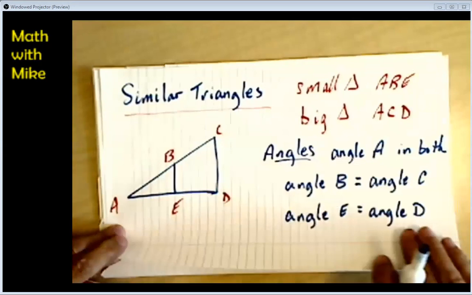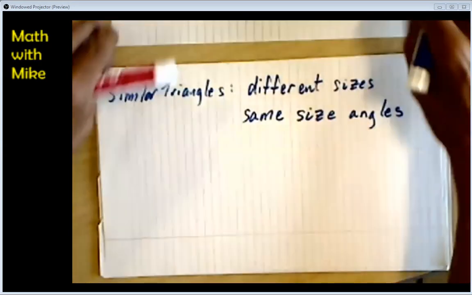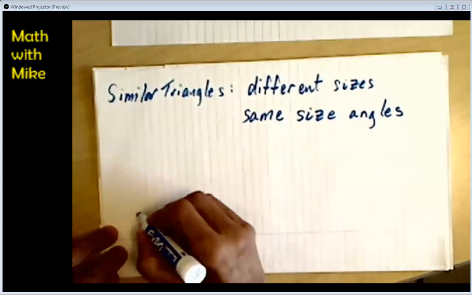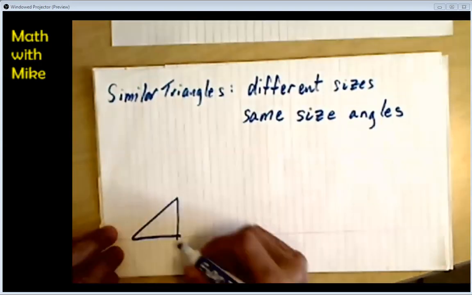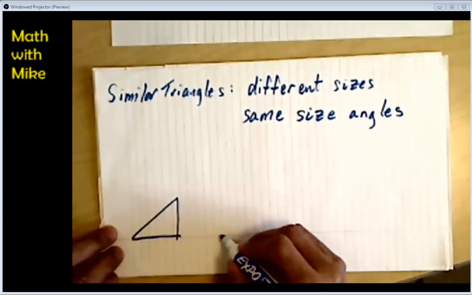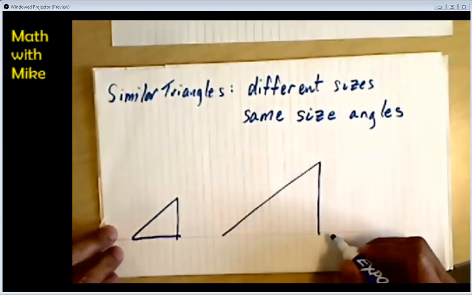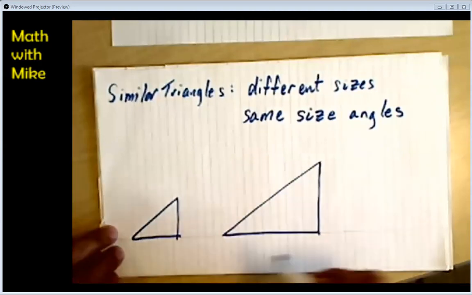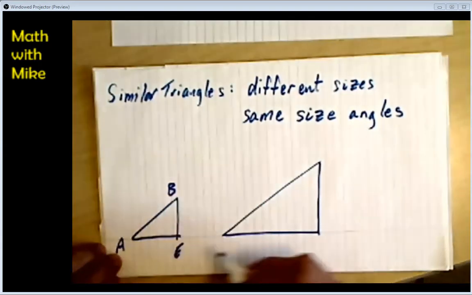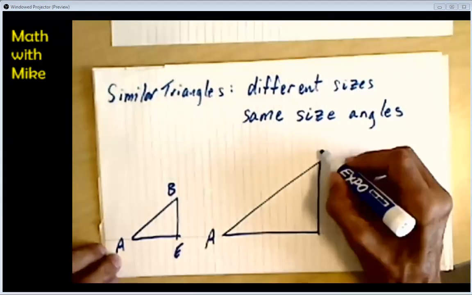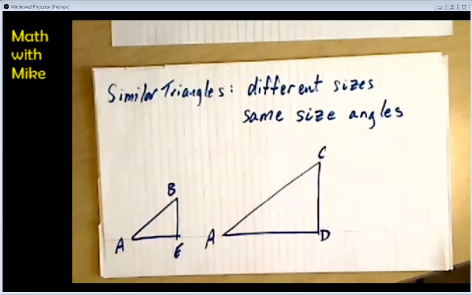So watch this. I'm going to put the small triangle here. That's the ABE. Then the bigger one I'll have right beside it. ABE, same letters as before. And this is ACD. So what do we got?